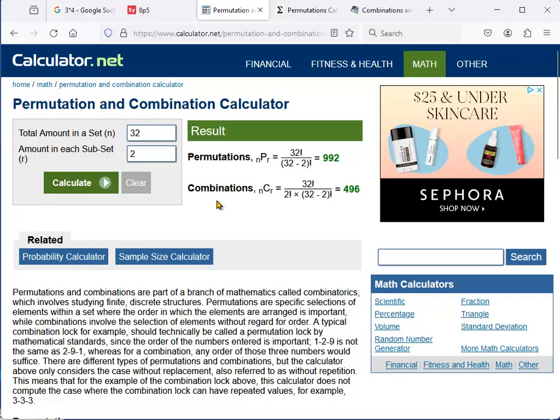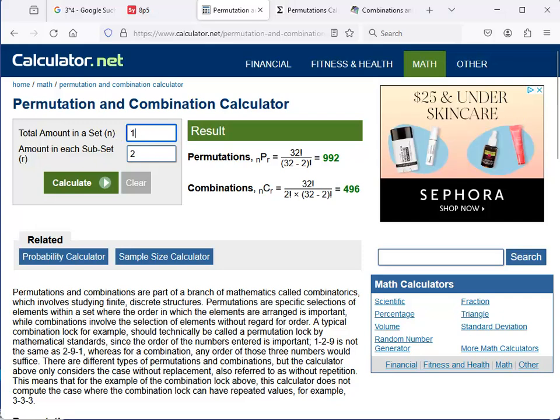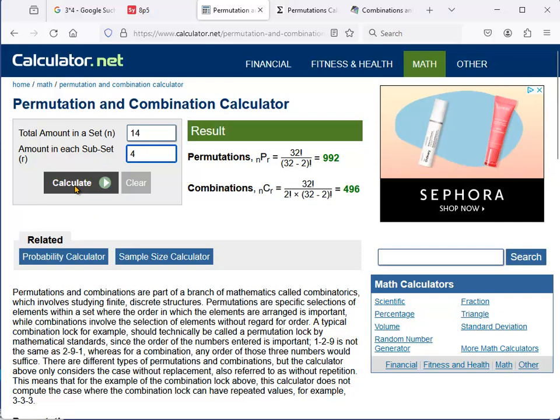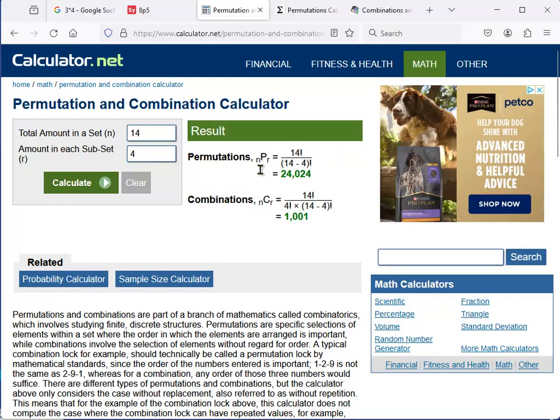So this is a pretty cool calculator because it shows us both. Let me give you another example here. So 14 and 4. I'm going to pick 4 out of 14. So I'm going to calculate that. Should be a relatively large number, 24,000 permutations. So you're starting with 14 objects. You pick 4 at random out there. How many possible permutations could you have? And the order matters. And this one here comes out to 24,000.